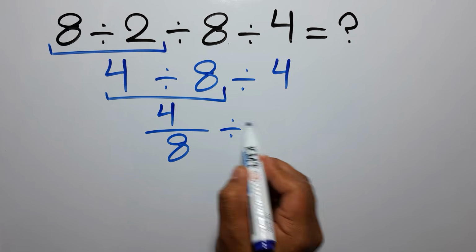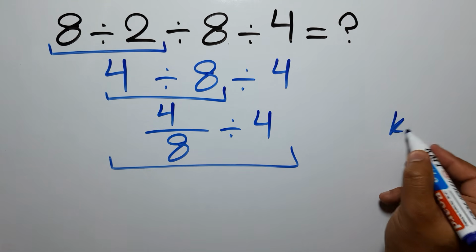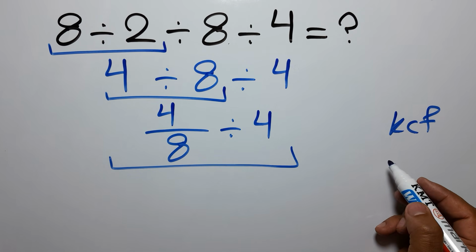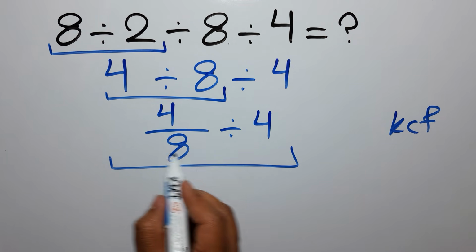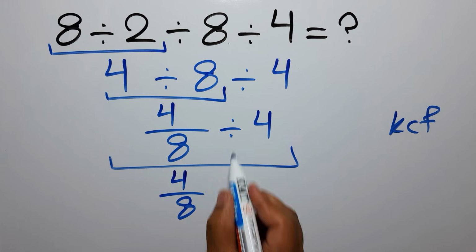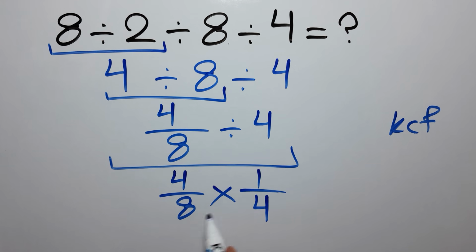Then divided by 4. Now, according to the KCF rule, K stands for keep, C stands for change, and F stands for flip. We can write keep the first fraction, change division to multiplication, and flip the second fraction. So 4 over 8 times 1 over 4.